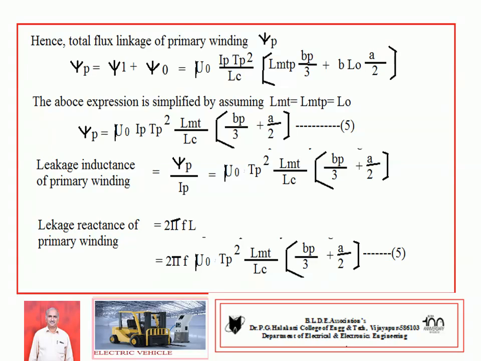Once you know the inductance value, you go for the leakage reactance. Leakage reactance XL equals 2 pi f L. The above expression gives the inductance value, so we may calculate the leakage reactance of the primary winding as 2 pi f times L. You multiply the above expression by 2 pi f, and then we finally get the equation.